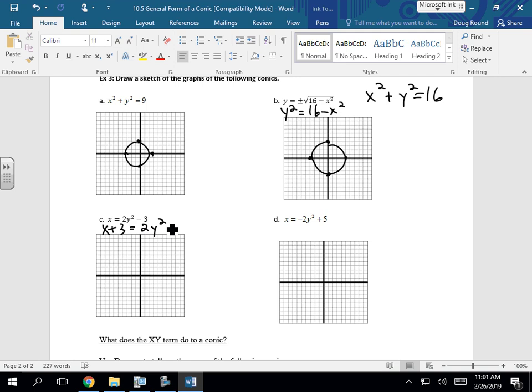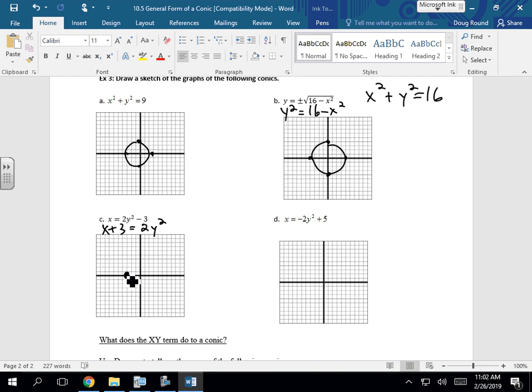Yeah, there's going to be a negative 3 in there. The negative 3 is paired with the x, so it would be negative 3, comma 0. And which way would it open? Right or left? It's going to open right, because you have a positive coefficient from the y squared.